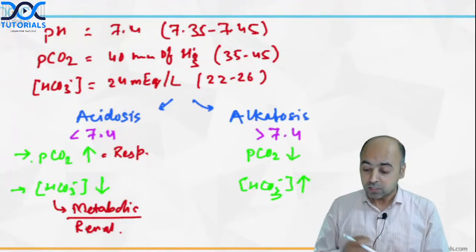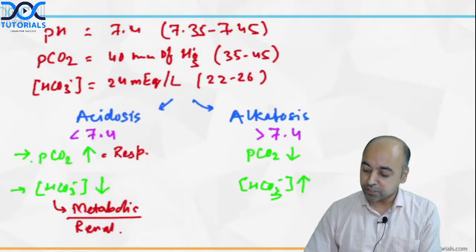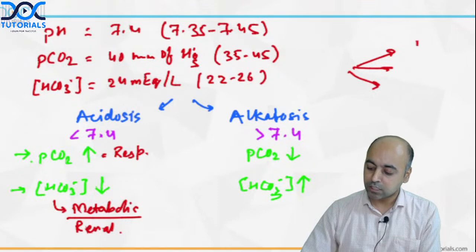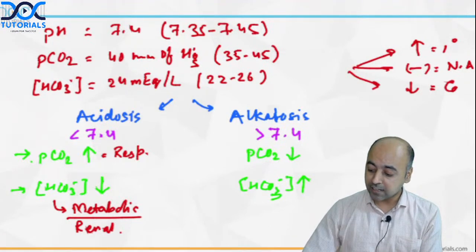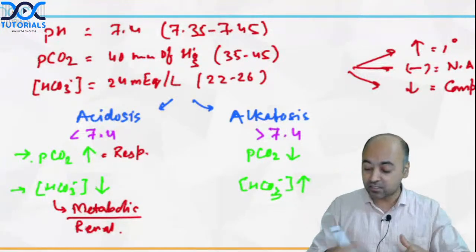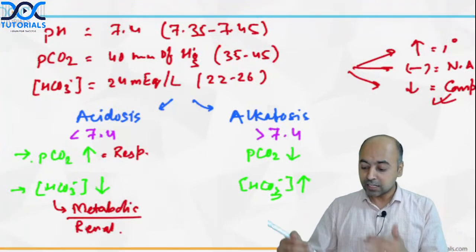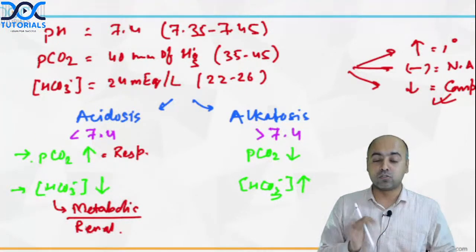Now what about compensation? If we are talking about acidosis and PCO2 value should be increased, in that case there are three possibilities when you look at the values. It is increased, it is normal, or it is decreased. If it is increased, then it is the primary cause. If it is normal, then no comments. And if it is decreased, in that case this is the compensation. So in acidosis, PCO2 should be increased, but if it is decreased, then it is compensation. Similarly, in alkalosis, PCO2 should be decreased, but if it is increased, then it is the compensation part.